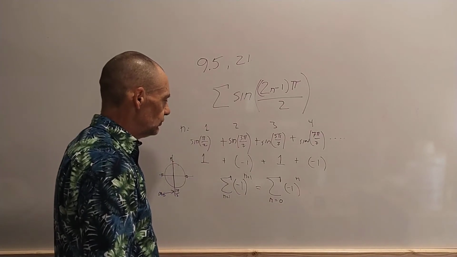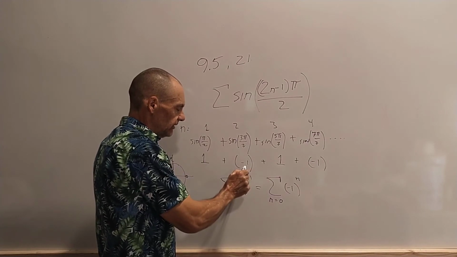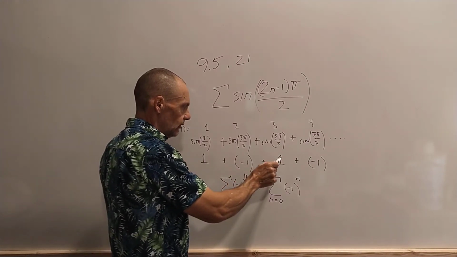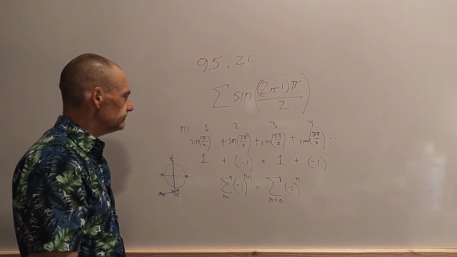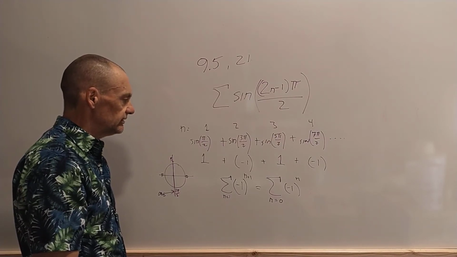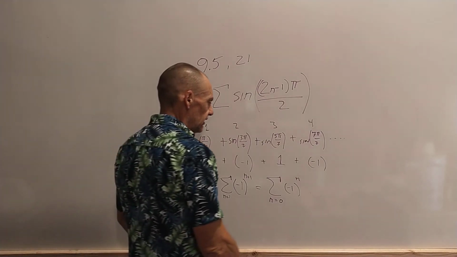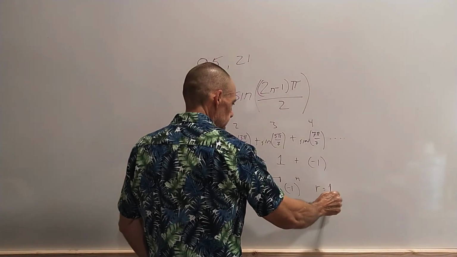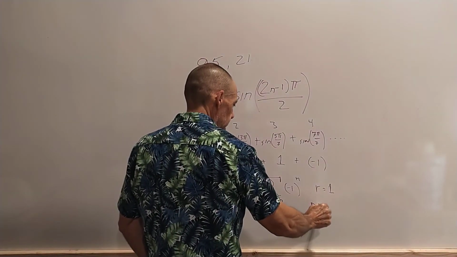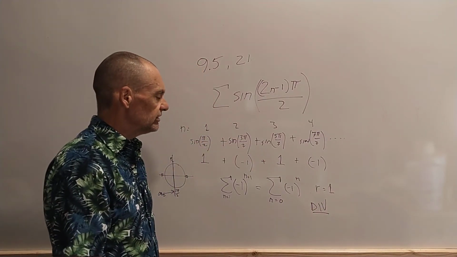That gives us the exact same series. Negative 1 to the 0 is 1, and then negative 1 to the 1 is negative 1, negative 1 squared is 1. Yeah, this will give us the exact same series. This is a geometric series, and r here is negative 1. So this thing is going to be divergent. This is actually a divergent geometric series.